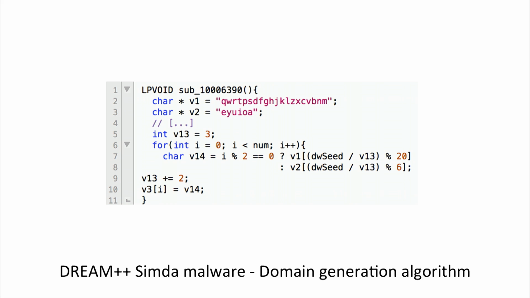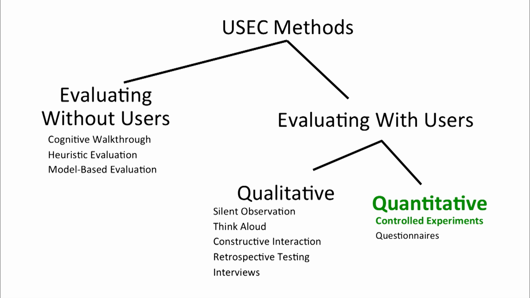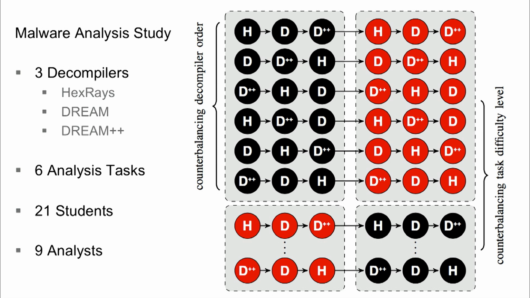You can see here you have two arrays with characters, and a single for loop, and it selects characters based on a seed. That is something most computer science students, given a little bit of time, will be able to see. But as Adrian said, usable security is a science. We want to quantify how good things are, and we shouldn't trust our gut instinct. So we went back to the science and conducted a user study. In this case, a quantitative controlled experiment.